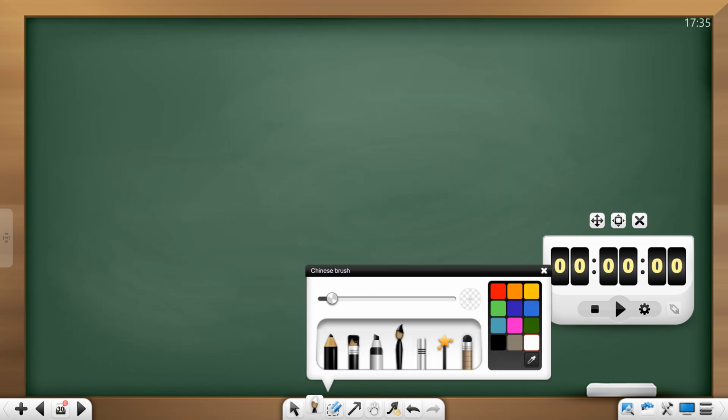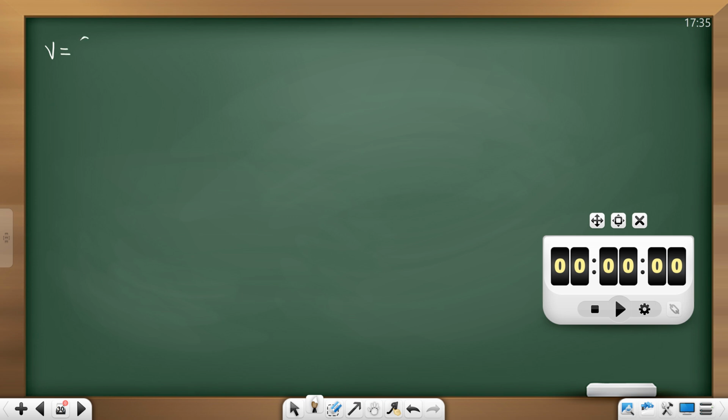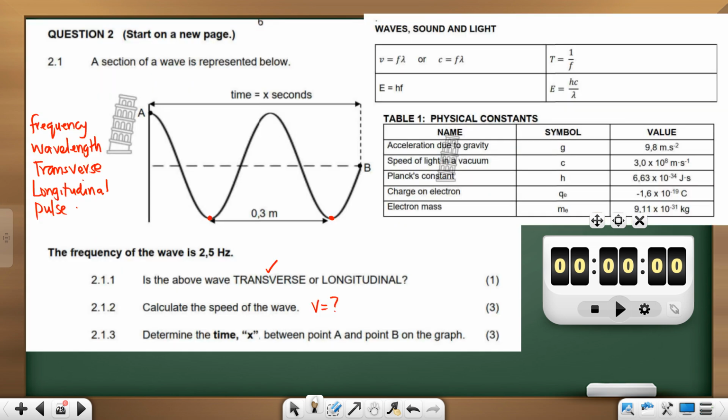What will be my answer? You are going to mark V equals, I know frequency and I know wavelength. What is my frequency? 2,5. What is my wavelength? 0,3. So what would my answer be? That would be 0,75 meters per second. I want to believe that's the same thing that you got. Thumbs up, thumbs down. Is that the same thing that we got? All right, beautiful. Now, let's check the next question.